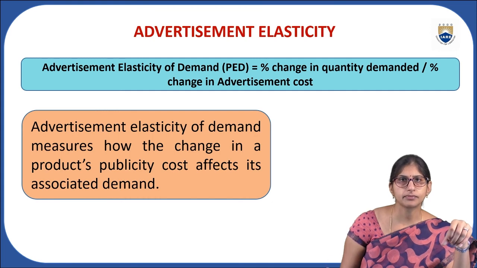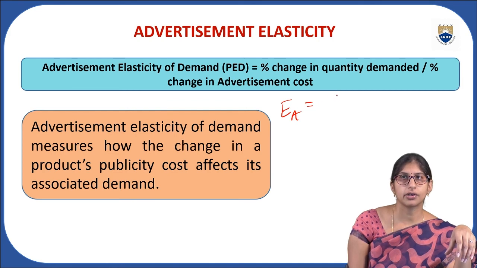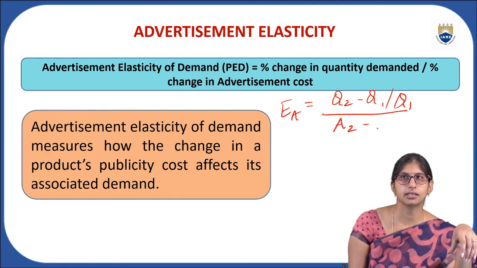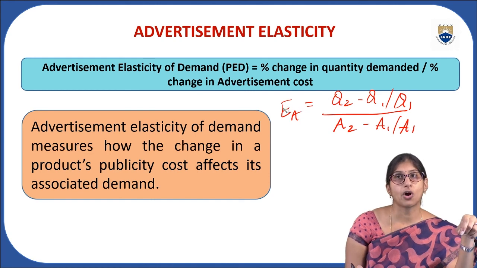And coming to the formula of advertisement elasticity, it is (Q2 minus Q1) by Q1, divided by (A2 minus A1) by A1. Okay, so this is the formula for advertisement elasticity. So this is all about advertisement elasticity.